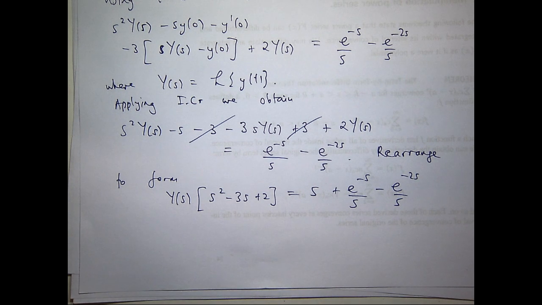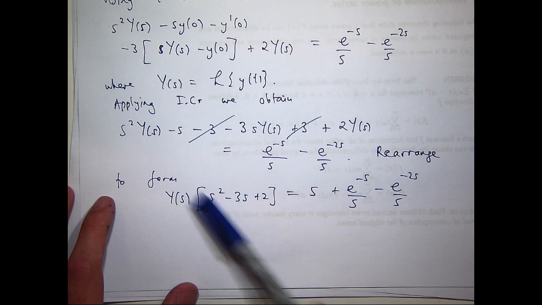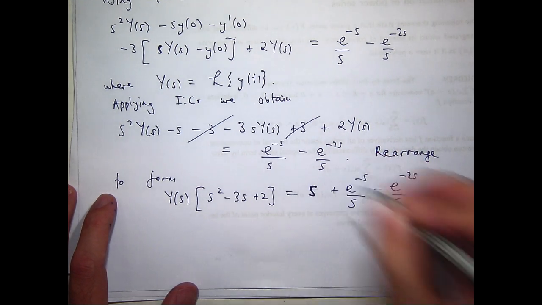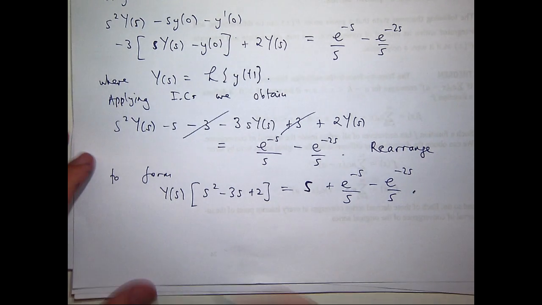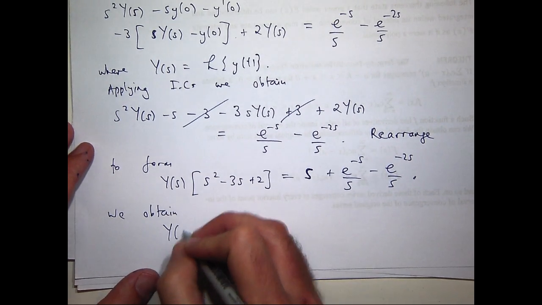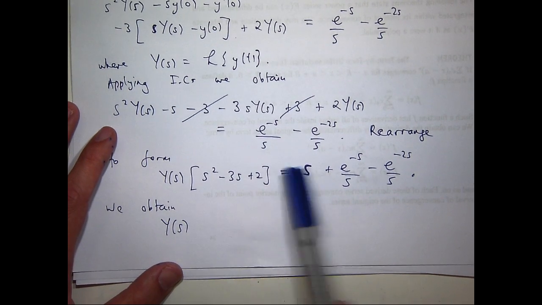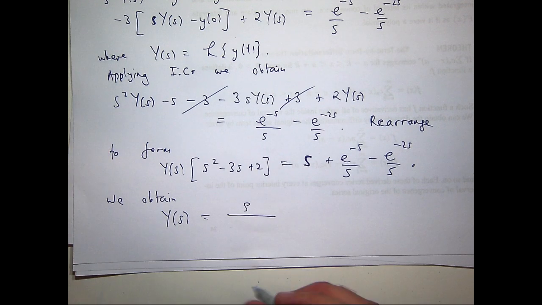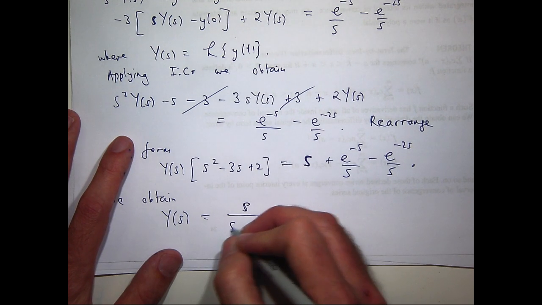Well, I can actually factor this quadratic and then take it to the other side. So now what I can do is factorise that and then just divide both sides by it. So I'll get the following possibly familiar form.